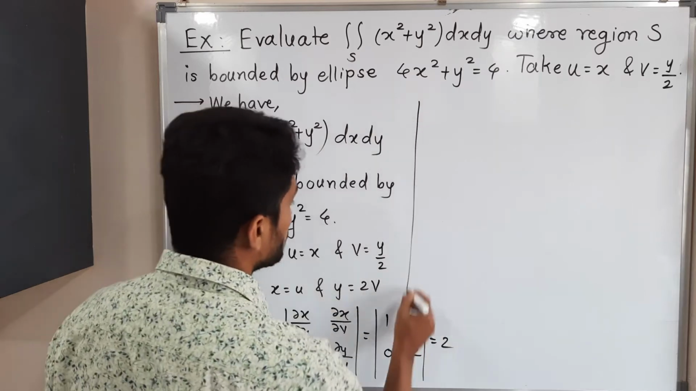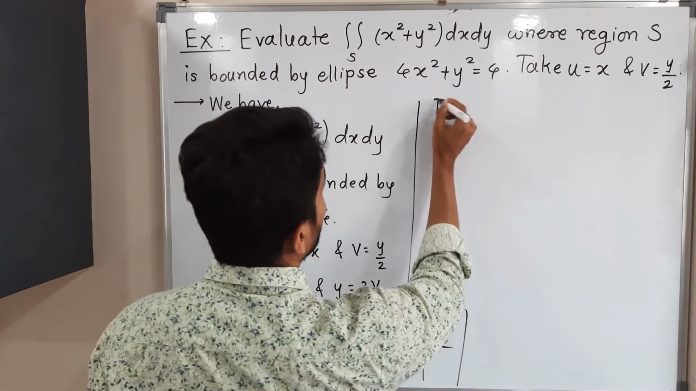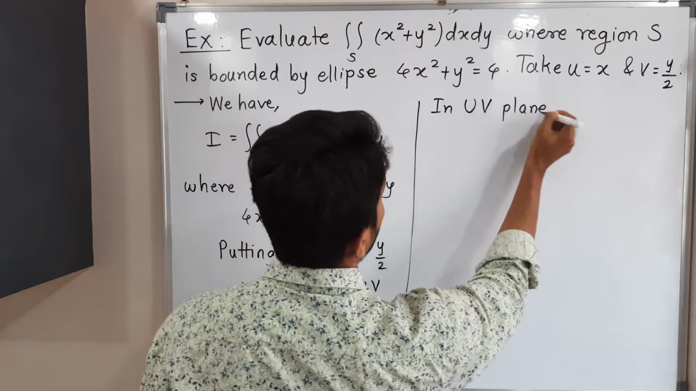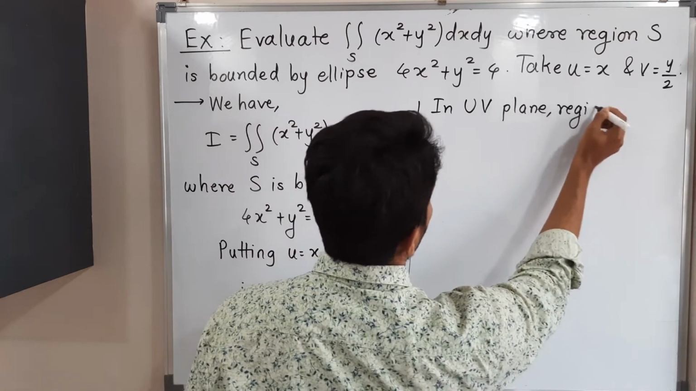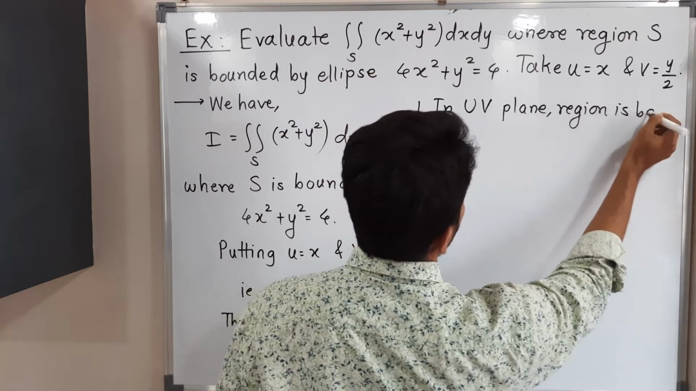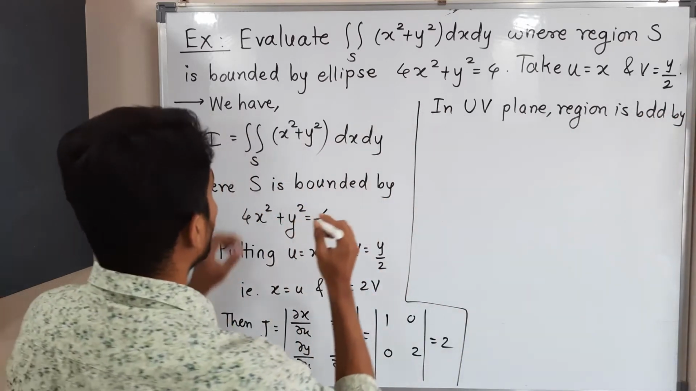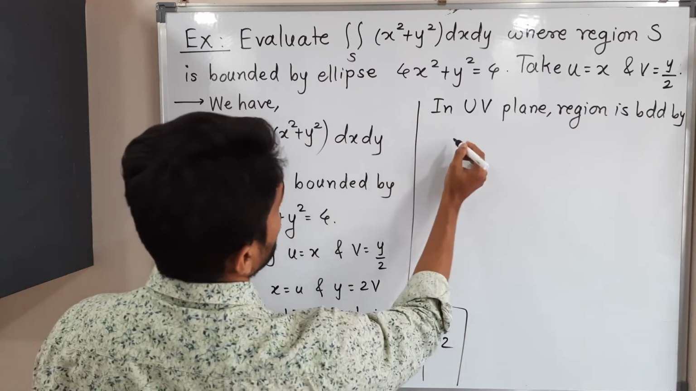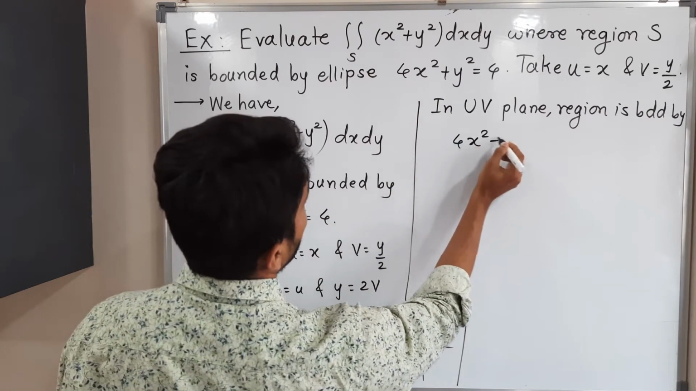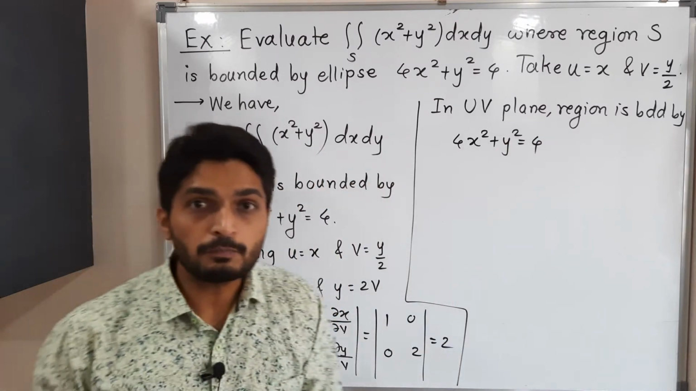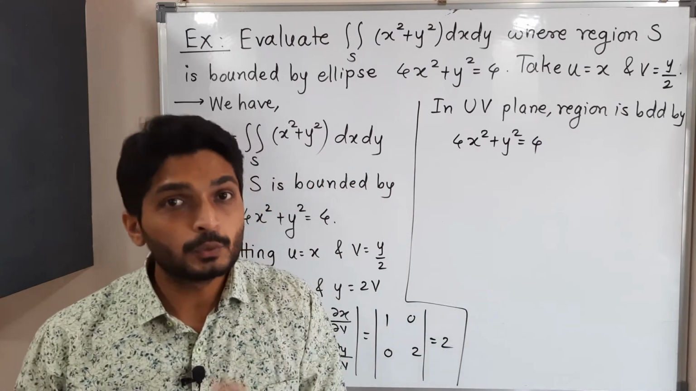So I will mention here, in the uv plane, the region is bounded by, see what will you get. We have 4x square plus y square is equal to 4. This is the given region, but we have to shift it to the uv plane.